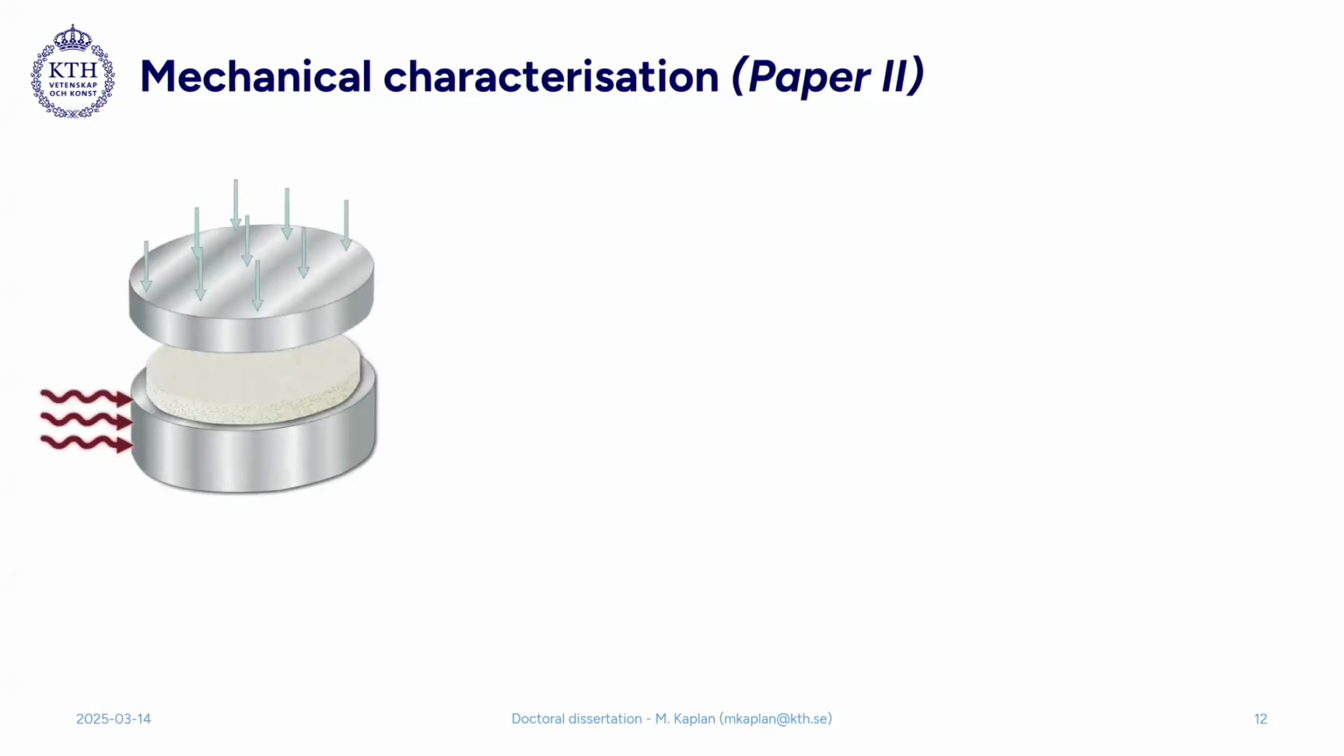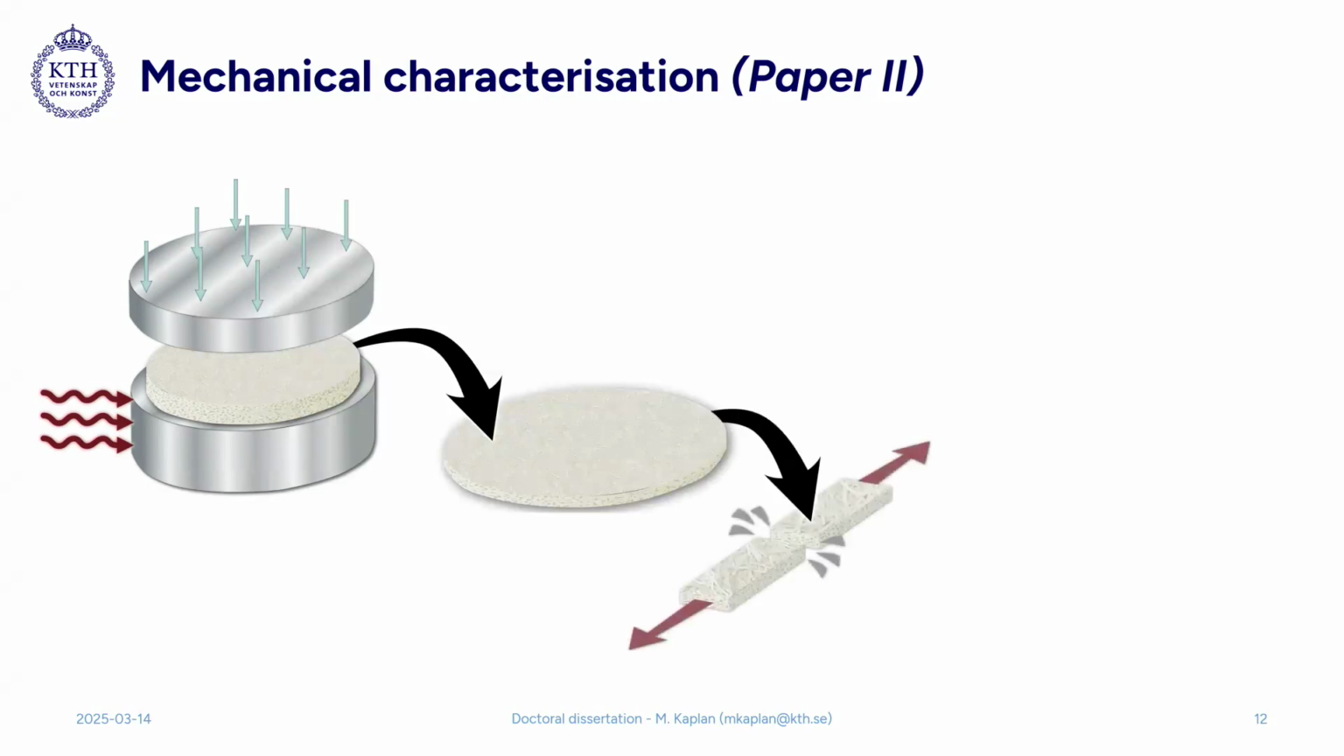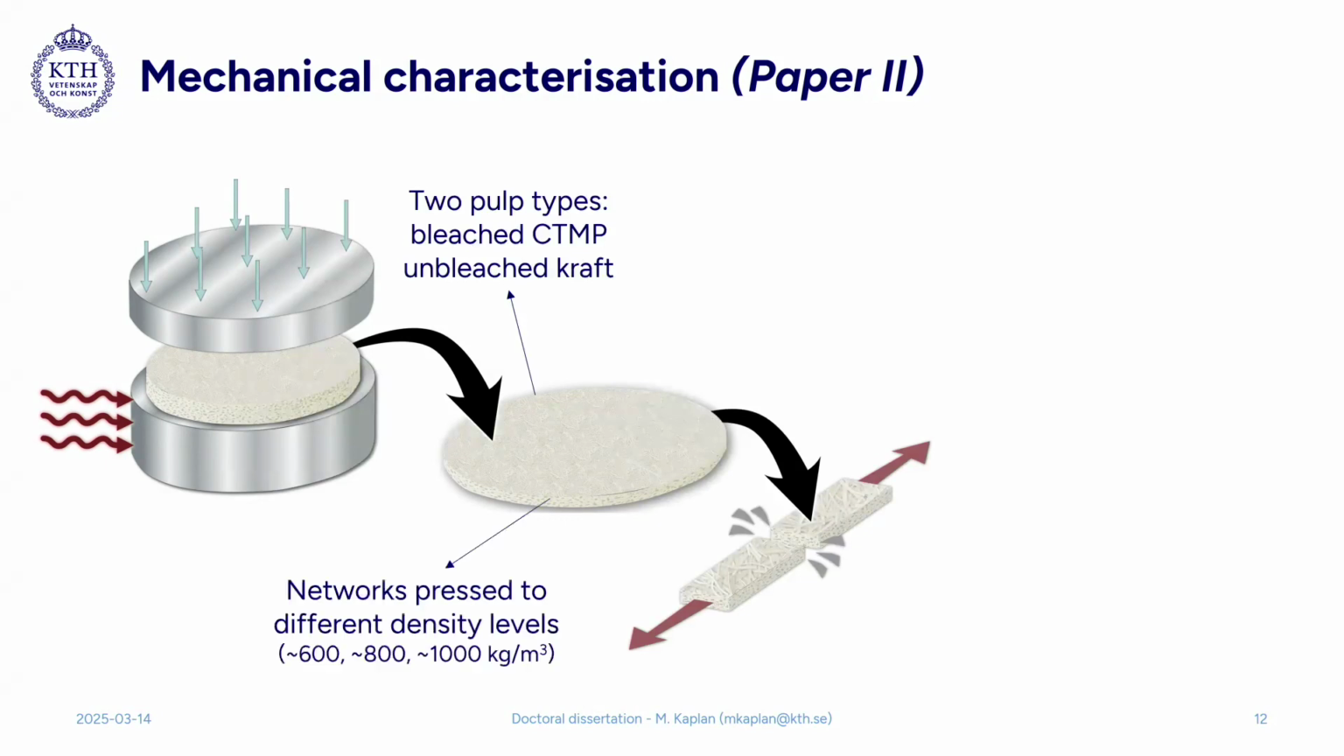So what we did here is we hot-pressed sheets, from which we then cut tensile specimens. We had 2 different types of pulp, and we pressed them to 3 distinct density levels to be able to compare the densities between each other. And then we also included surface modifications, which is a form of joint enhancement, to actually see how that affects the properties of the networks.